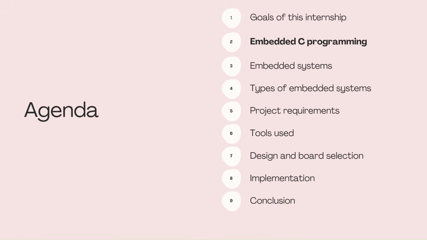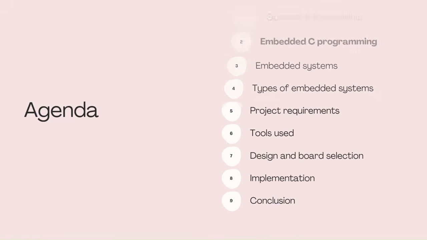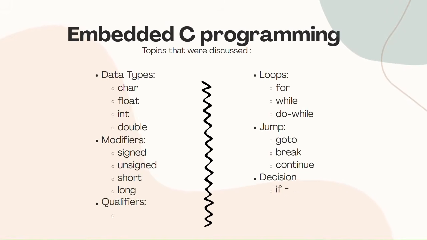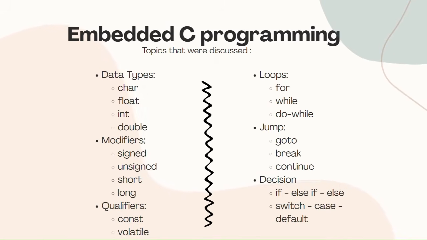Now, let's look at the topics that I have learned through embedded C programming. There were a lot of topics that were discussed in detail. I'll provide you guys with an overview of what those topics are. First, we learned about primitive data types in C, which are int, float, double, and character.